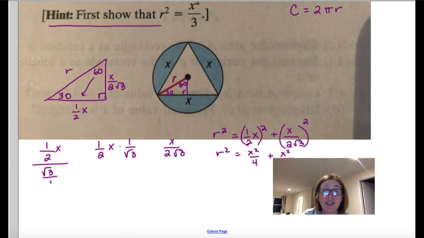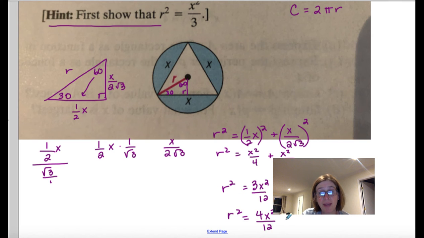Okay, now I've got to do some work here. I've got to get a common denominator. That's going to give me 3x squared over 12 plus x squared over 12 equals r squared. So r squared equals 4x squared over 12. And there we go, r squared equals x squared over 3.